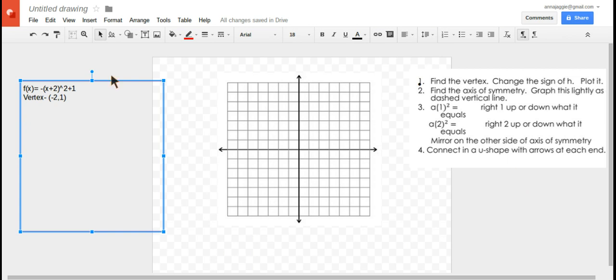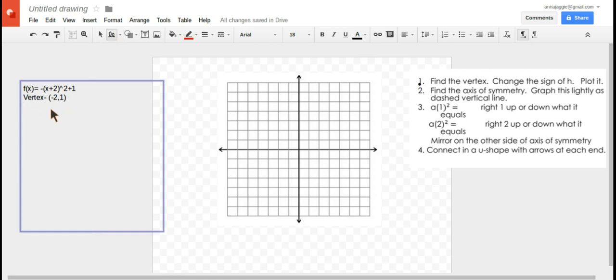Using vertex form. As you can see on the left, we have our equation and it already states our vertex. So we have our vertex and the vertex form written out. So we already have step 1 complete, which is find our vertex, which is -2, 1. So yeah, we have that right there.